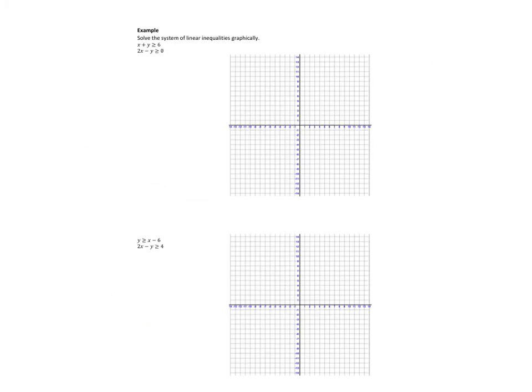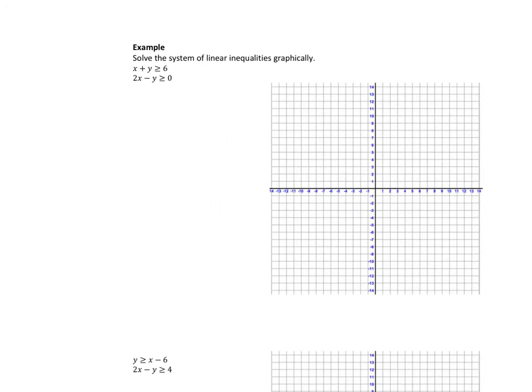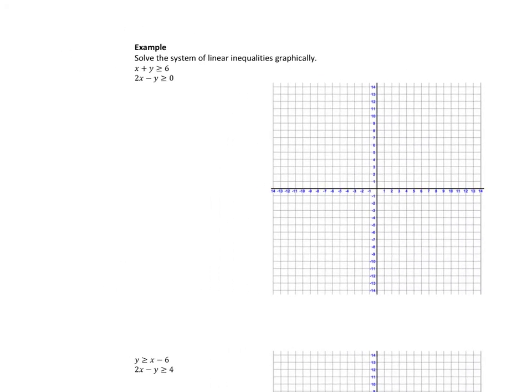In order to solve a system of linear inequalities graphically, what you have to do again is get both equations to y equals, and graph them. So we're going to get this first equation, x plus y greater than or equal to 6, to y equals. We move the x over, and we get y is less than or equal to negative x plus 6.